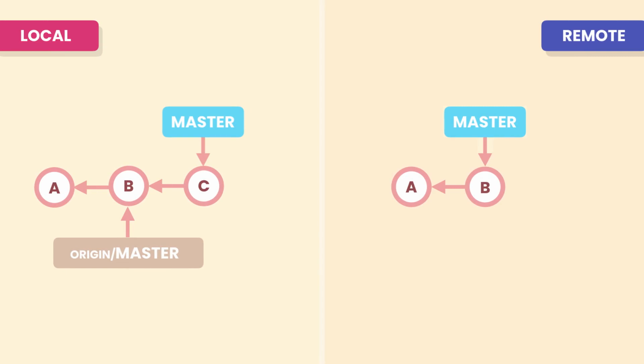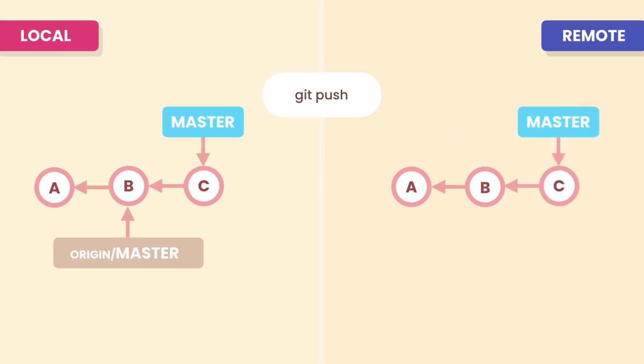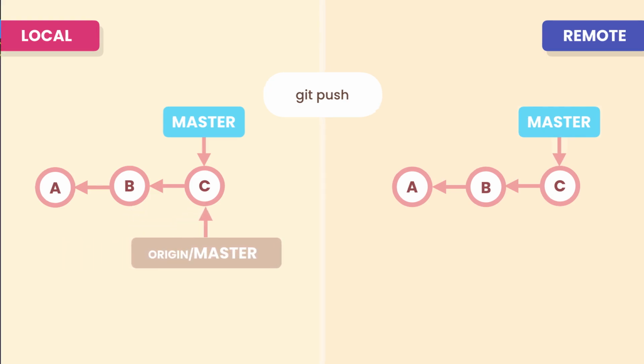So in our local repository, our master branch is ahead of origin/master by one commit. So we can use the push command to send this new commit to origin. When we run this command, Git will send our new commit to the remote repository. Then it will move the master pointer forward to point to C. And finally, it would move origin/master to point to C as well.